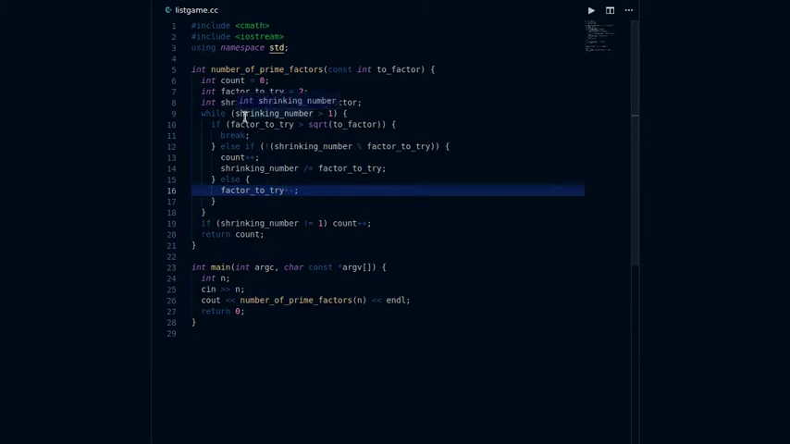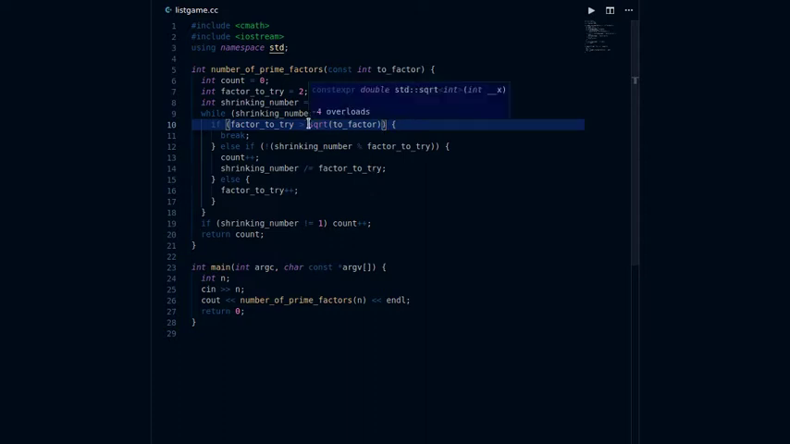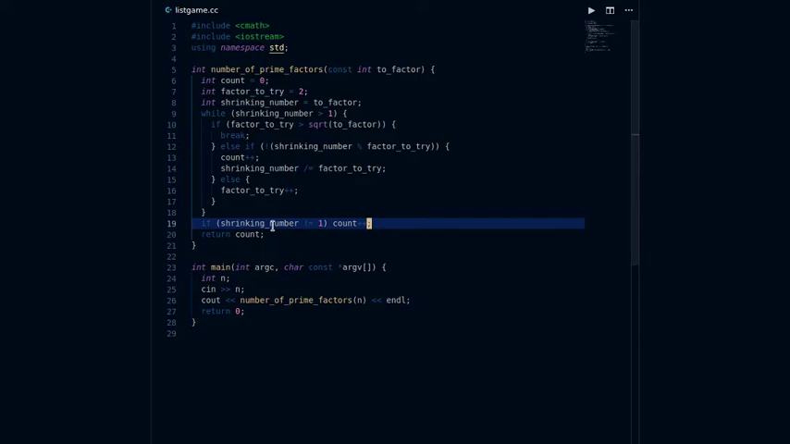After that's all happened, I'll be left with either a number of factors that I have divided shrinking number by, and shrinking number is 1, so that means I found all the numbers of the prime factorization, or I'll have a number which is greater than the square root of to-factor left as my shrinking number, except I know that that's a prime, because none of the values less than the square root of to-factor divided it. So it has to be a prime, and therefore there's one more prime. That's what this if is here. If I'm left with a shrinking number that is not equal to 1, then that means it's a prime that I did not already count, and so I need to increment my count by 1 again. And then I just return the count, because that is my number of factors.